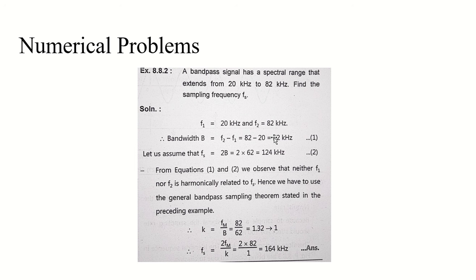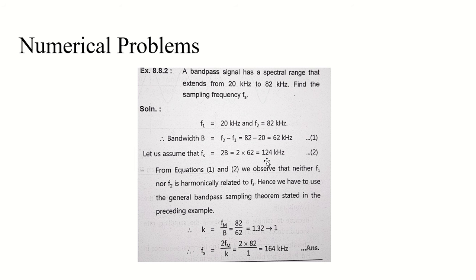Then one more thing, whenever you do a sum, notice whether your outside and inside ranges are connected harmonically or not. Here, 20 and 82 are not harmonically related to each other, right? So f1 and f2 are not harmonically related, and hence we have to use the general bandpass sampling theorem, right?